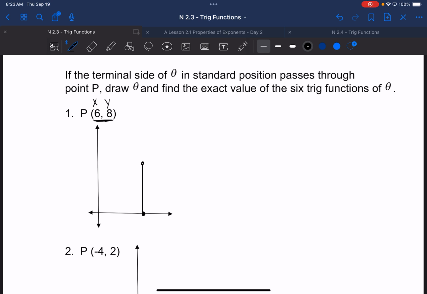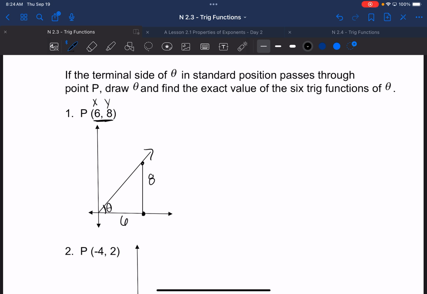Okay, and that's the terminal side of my angle. So remember, your terminal side of your angle looks something like this, right? And we said theta should be this angle right here. So here's my theta. Okay, so we went 6 units to the right and 8 units up.